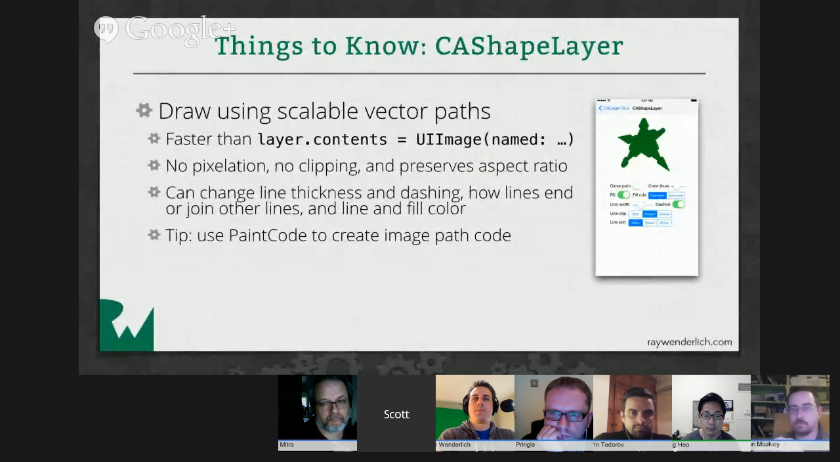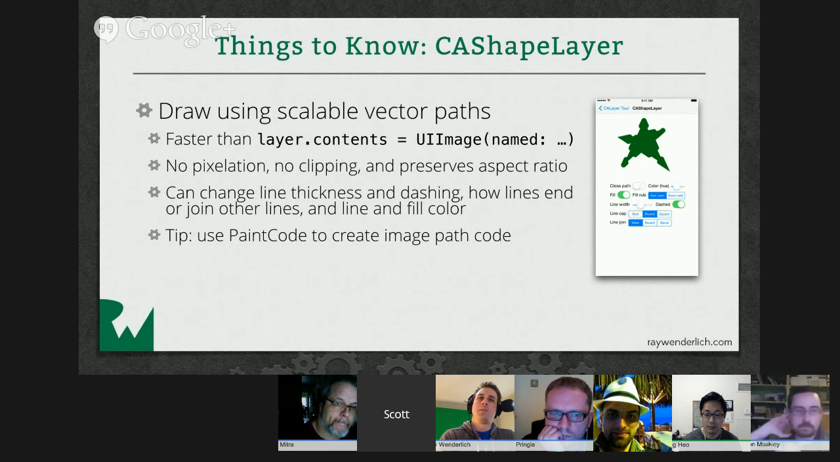Okay, CAShapeLayer. So here we're using vectors, right? Rather than having images that don't really scale and they get pixelated, and you of course have to have 1x, 2x, and now 3x, and who wants that? So this is really an alternative to that. You can change line thickness, dashing. You can change how lines join, whether they're squared or rounded, and these types of things. And of course, colors and fill colors and all that. So writing these paths can be somewhat tedious, right?